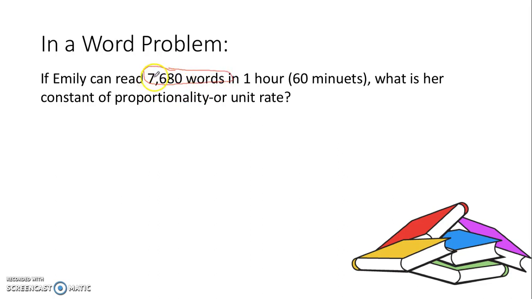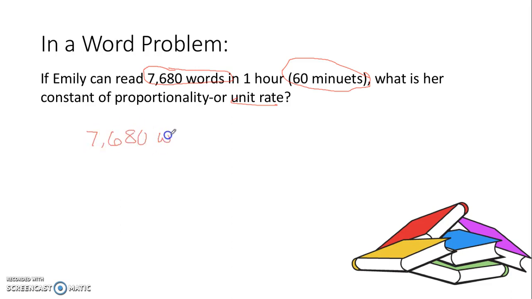Let's circle our units. So 7,680 words. We want to figure out in 1 unit. Okay, so 1 unit, we don't know the words. That's what we're trying to figure out. What's her constant of proportionality? How many words can she read in 1 minute? Okay, so it gives us 1 hour, but we want to use the 60 minutes because we want to know the unit rate.